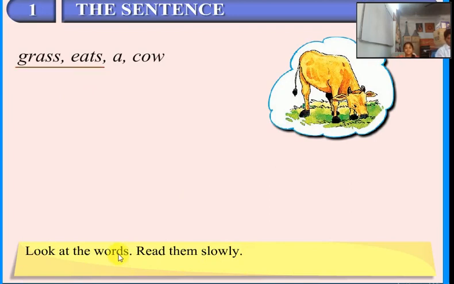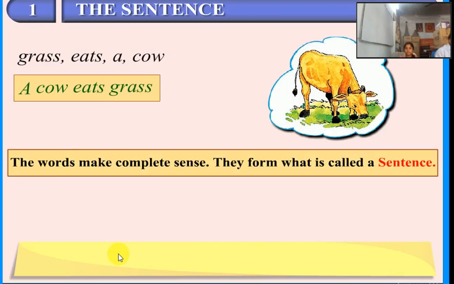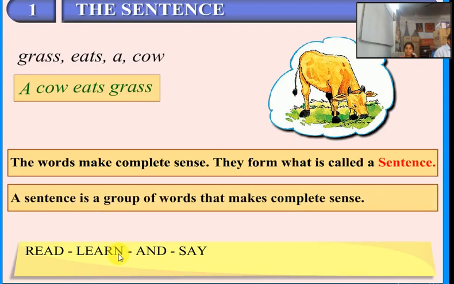Grass eats a cow. Do you understand these words? No, they do not make any sense. Read the same words now. A cow eats grass. The words make complete sense. They form what is called a sentence. Read, learn, and say. A sentence is a group of words that makes complete sense.